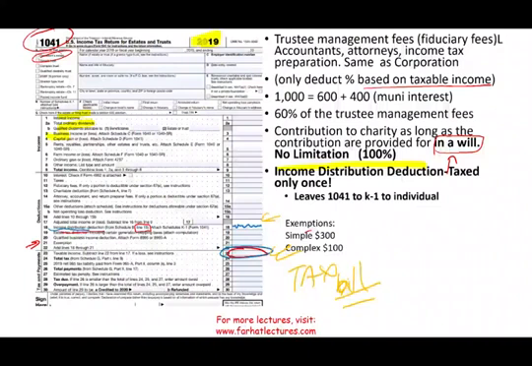Okay, so this is how it basically works. The reason we go through all of this is to find out what is really on line 18. On line 18, what went to the beneficiaries is deducted. Why is it deducted? Because the corpus doesn't pay taxes on it, the beneficiaries will pay taxes on it. So it's taken out, it's deducted from here, and whatever is left is paid by the corpus. Tax is paid by the corpus.